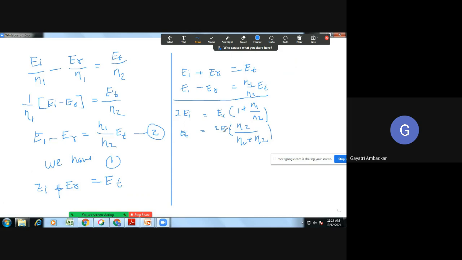Okay. Now, if I arrange this, Et upon Ei. What is Et? Transmitted electric field. What is Ei? Incident electric field. So this ratio is called the transmission coefficient.